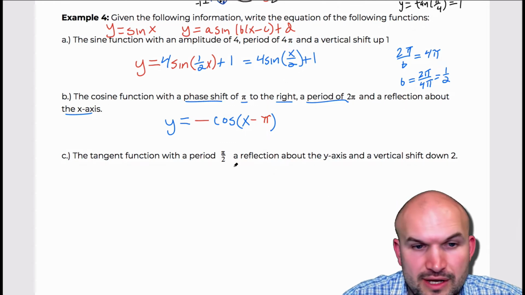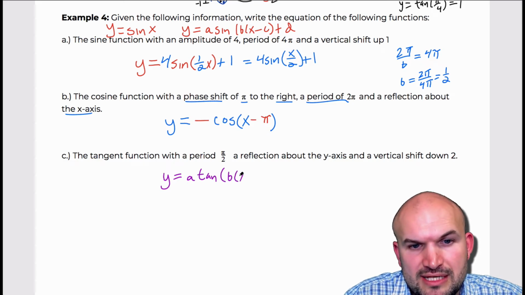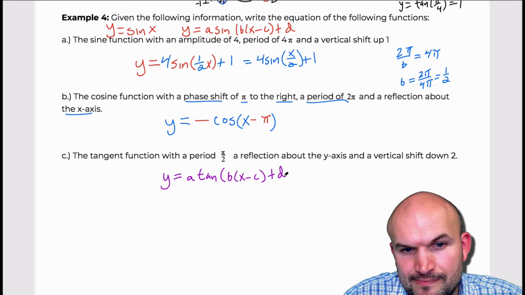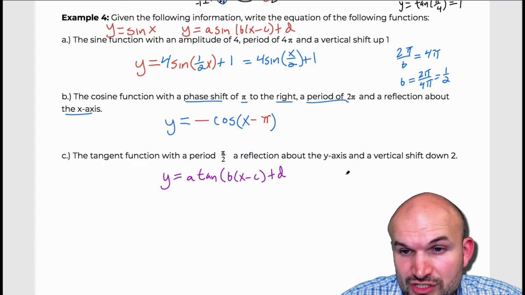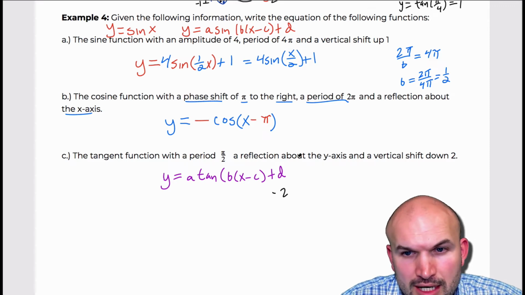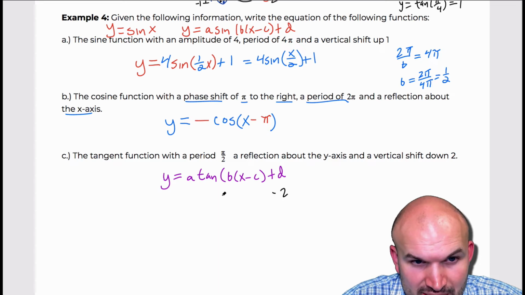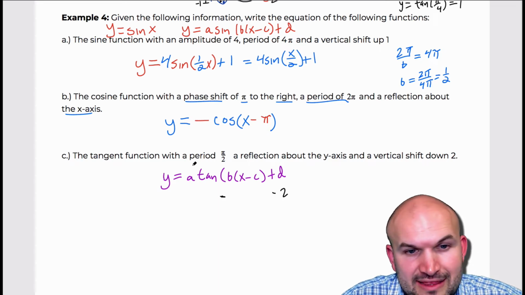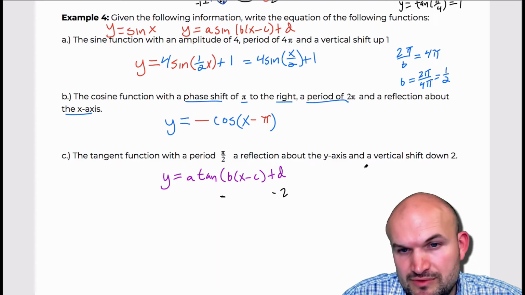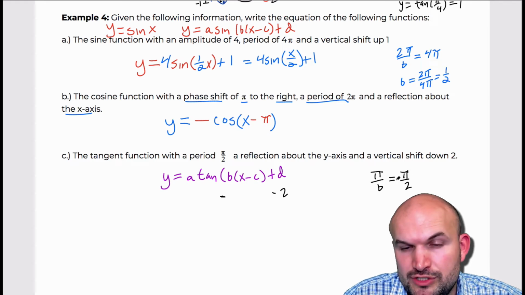All right, so let's do this in the tangent form. So let's do a times tangent of b times x minus c plus d. All right, so we have a vertical shift down 2. So that's going to be a negative 2. Let's see, a reflection about the y-axis, so that's going to be a negative b. And again, the period is going to be pi over 2. So remember that the period is pi divided by b, and that has to equal pi over 2.